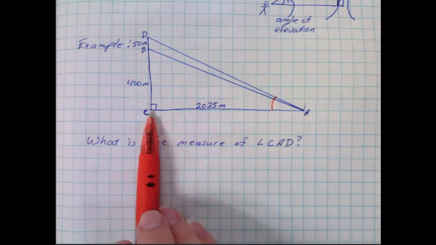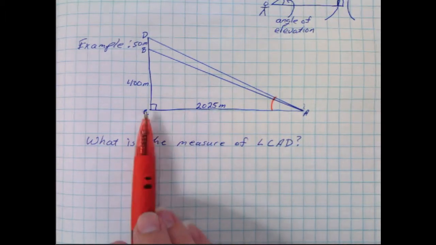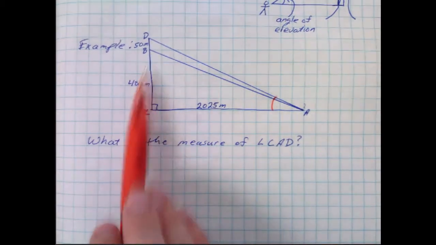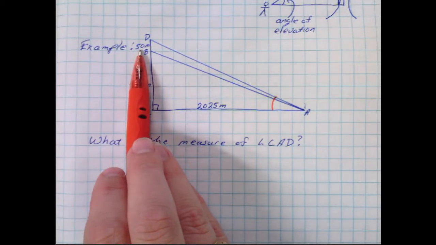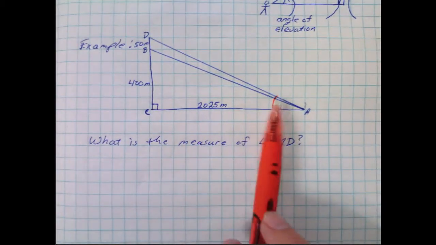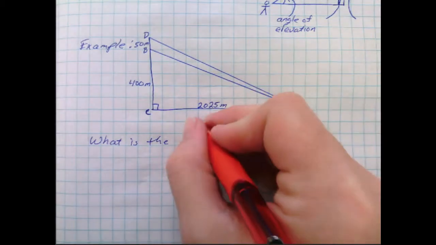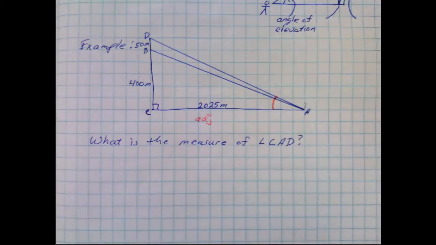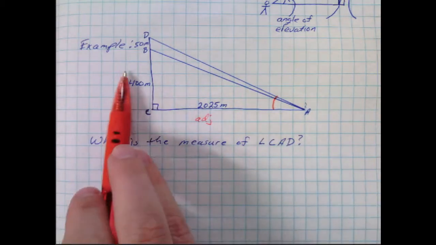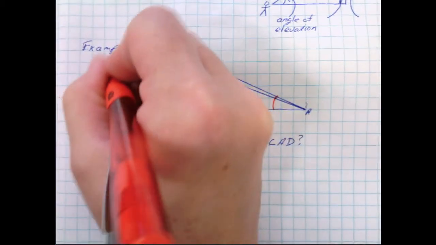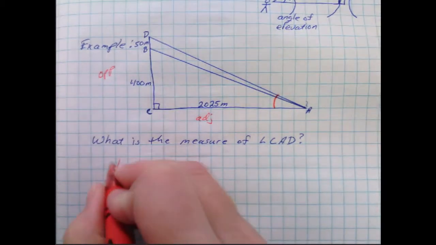In order to find the measure of angle CAD, we have some different information. We know from A to C is 2,025 meters. From point C to B is 400, and from B to D is 50. From angle A, this piece here would be considered an adjacent. If you remember, I said make sure you're labeling all of those pieces. So over on this side, this would be considered our opposite. Opposite and adjacent, that means we're going to be using tangent.